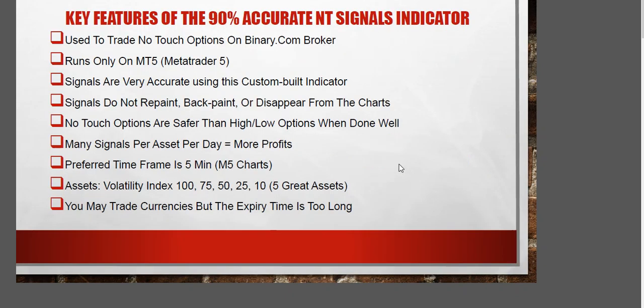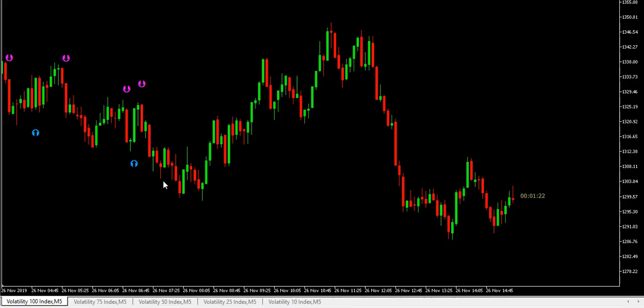And the key features were, the system is 90% accurate. When you check, you realize you could have like 95% accuracy, 93% accuracy, if you follow the rules indicated here. Otherwise, with a little bit of failure to do that, you will have around 90% accuracy following the arrows only. So we are trading no-touch options. This system works only on Metatrader 5. It's only Metatrader 5 that supports volatility indices. That is 100, 75, 50, 25, and 10. I trade all those indices.